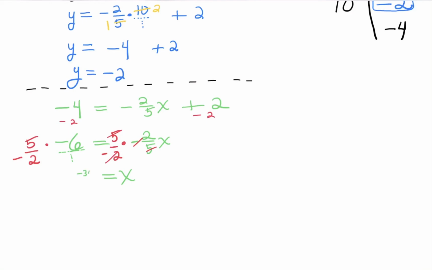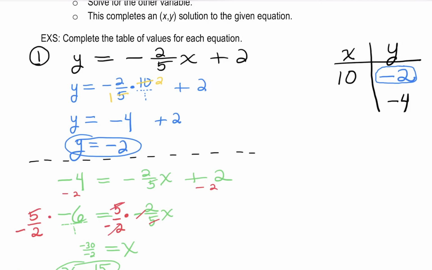So remember, when you're multiplying fractions, it is always fine to just multiply numerators, multiply denominators, and reduce. So on this one, x comes out to be 15. So what that meant is that back up here in my table, another ordered pair is the ordered pair 15, -4. So it's written in table form, but those are two ordered pairs that satisfy the equation.